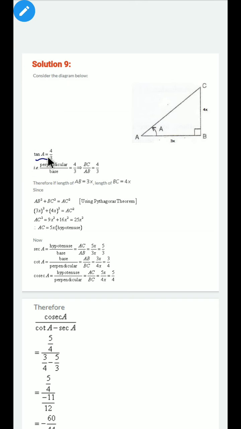Tan A is given as 4 by 3, and from here you have to find out the value of cosec A by cot A minus sec A. Now look here, tan A is given as 4 by 3.